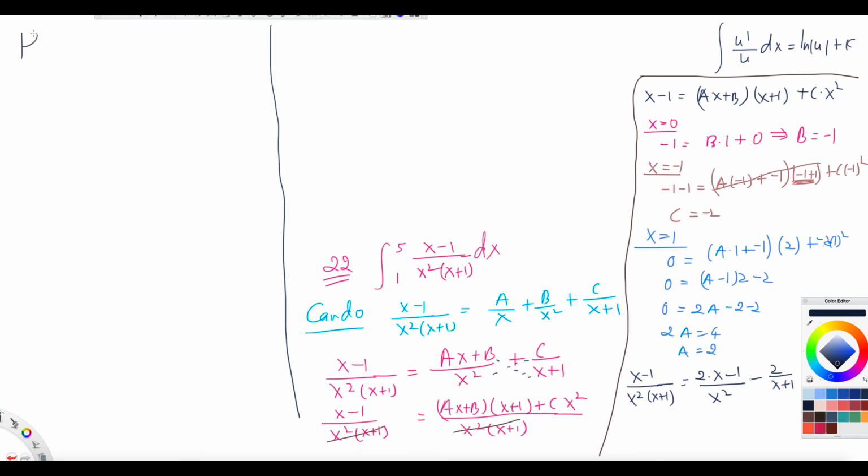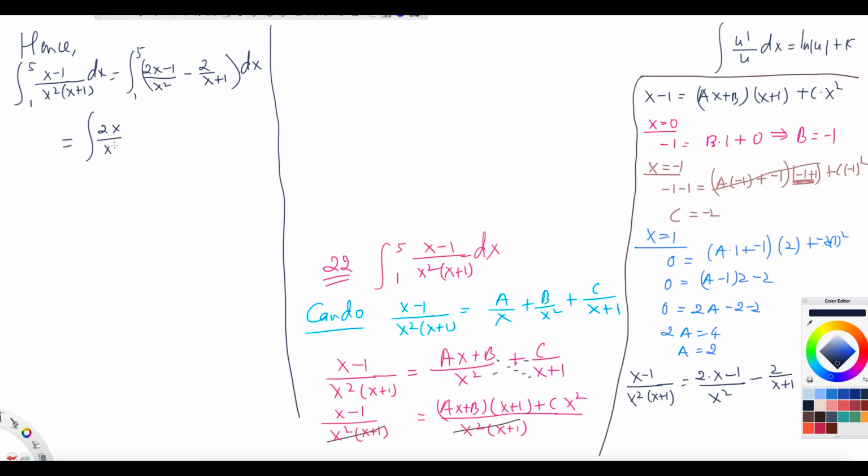Okay, so hence the integral from 1 to 5 of (x minus 1) over x squared times (x plus 1) dx can be written as the integral from 1 to 5 of (x minus 1) over x squared, and then minus 2 over (x plus 1), dx. That's what I get. So I want to get the integral of each term there.